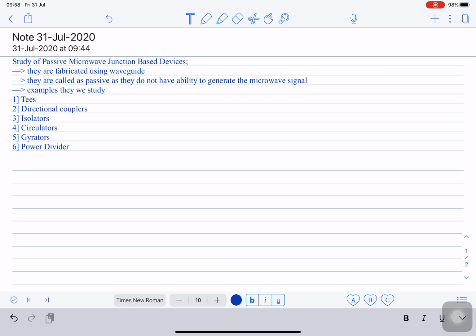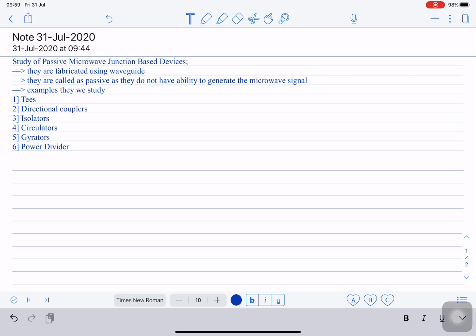So why are these devices called microwave junctions? Because they are constructed by making use of pieces of transmission line. As seen in this statement, they are fabricated using pieces of waveguides, normally a rectangular waveguide.